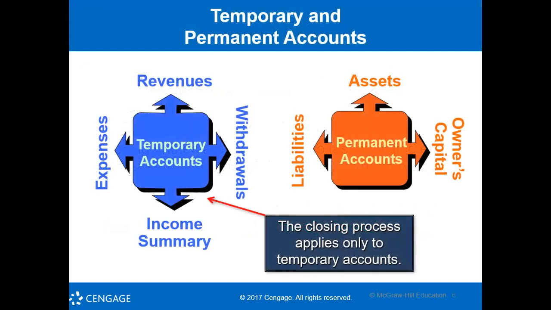As we mentioned, revenues, expenses, drawings, or owner withdrawals are temporary accounts. We have to zero out these balances to prepare for the upcoming new year. Once we do the closing entries and go through the closing process, all that will be left are the permanent accounts. You'll notice these permanent accounts are the balance sheet accounts, so all that'll be left are the assets, liabilities, and owner's capital account.